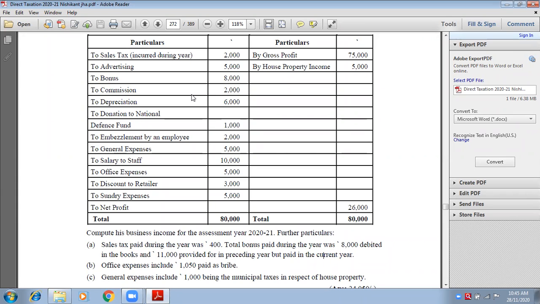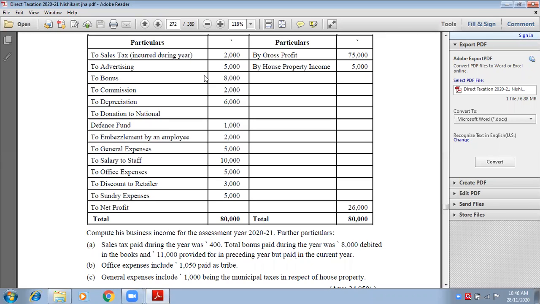Therefore, we need to show it because they have not made an attempt to show it. Even if it is related to your previous year, you need to check that it is paid in the current year. If it is paid in the current year, you need to allow it and show it in the P&L of the business. But it is not shown in the P&L on the debit side. See, check.